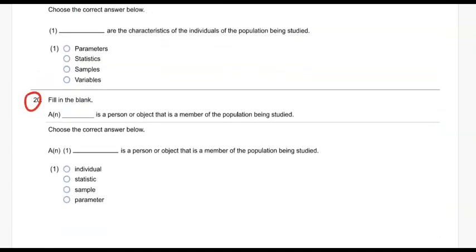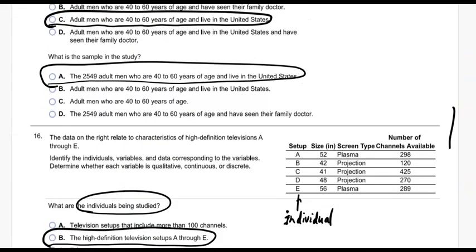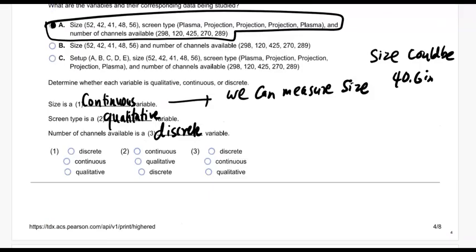Number 20. Fill in the blank. An individual is a person or object that is a member of the population being studied. If you look at question number 16, where we studied televisions, each one is called an individual. This is part of the population. These are definitely part of the sample as well.